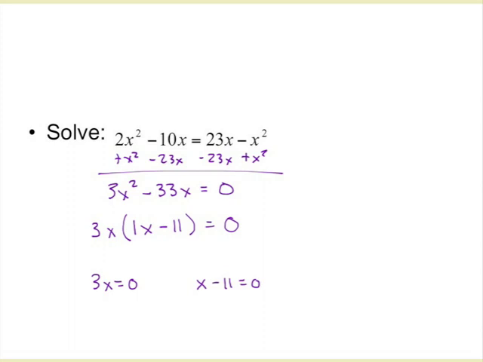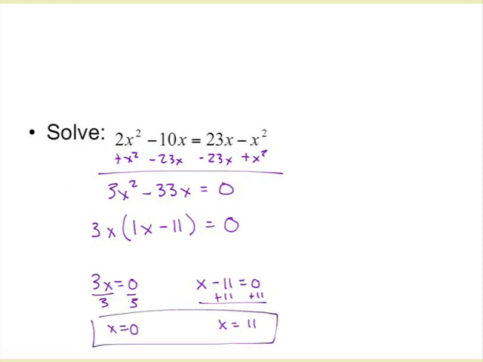So if 3x equals 0, what does x equal? 0. So I would divide both sides by 3 and x equals 0. And if x minus 11 equals 0, what does x equal? 11, because I would add 11 to both sides and get x is 11. So this one has 2 solutions, 0 and 11.